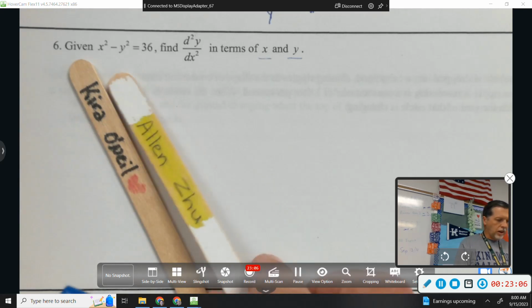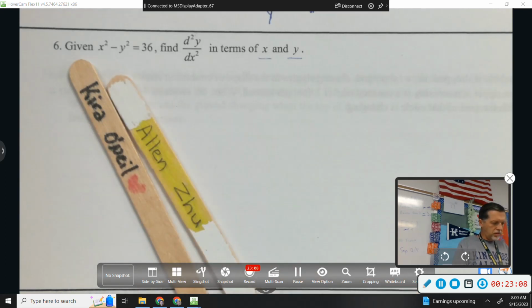We're going to get through almost everybody today on the popsicle sticks. My red Hulk Hogan feathers are still infecting everything up here.